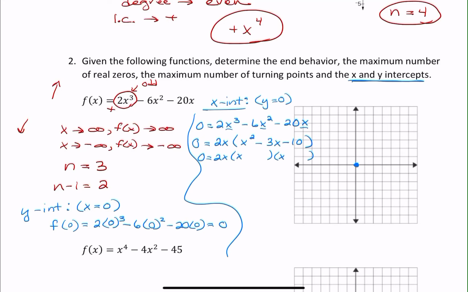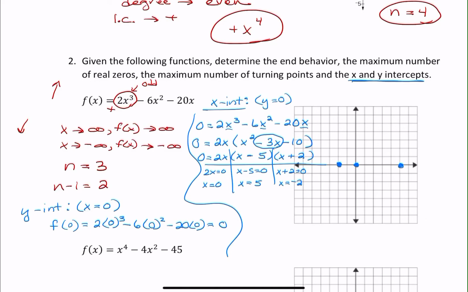I need factors of 10 that add or subtract to be -3. It's going to be subtract here because I have a minus and a minus. So that's going to be -5 plus 2 to get me the -3x. Now I'm going to set each factor equal to 0. So I've got x equals 0, which is also my y-intercept. I've got x equals 5 and x equals -2. So I'm going to have that (0, 0), an intercept at (5, 0), and one at (-2, 0).